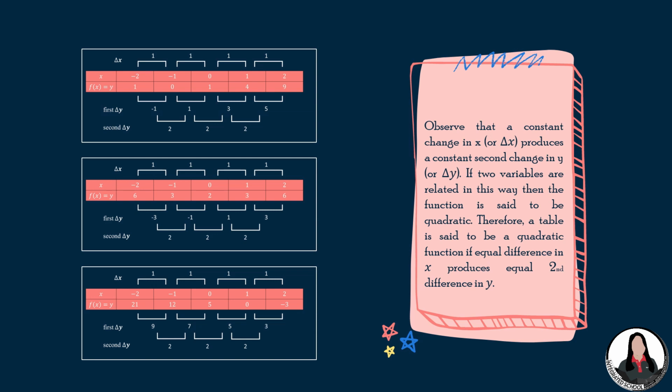So, kung mapapansin nyo, yung first change in y natin ay iba-ibang values. Pero kapag tinignan natin yung second change in y, ay pare-parehas din sila ng values, which is 2. Okay, so if it produces an equal second difference in y and equal difference in x, then therefore, that table represents a quadratic function.